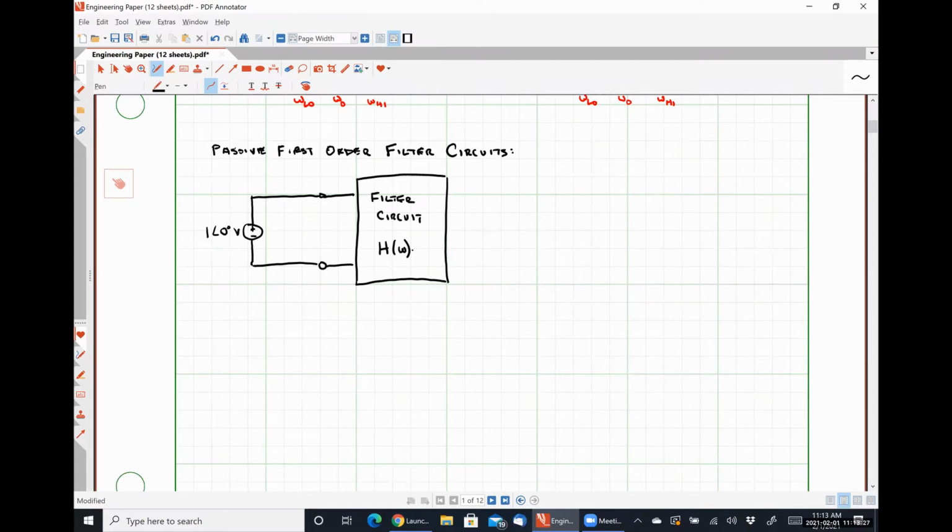I'm trying to remember if in the homework assignment I call it H or G. Some books call it H, some books call it G. If I call it G in the homework assignment, I'll just go through and switch that. It won't be a big deal.